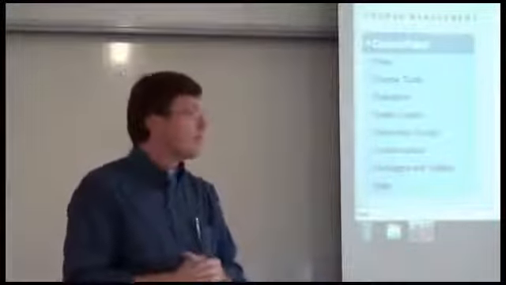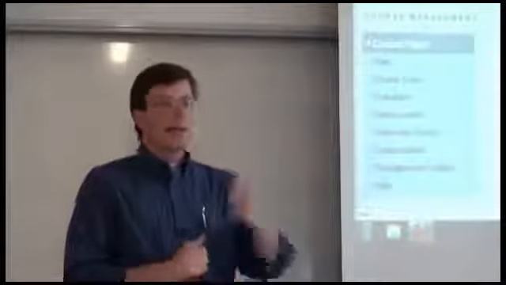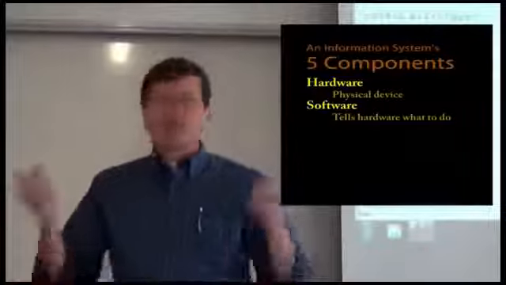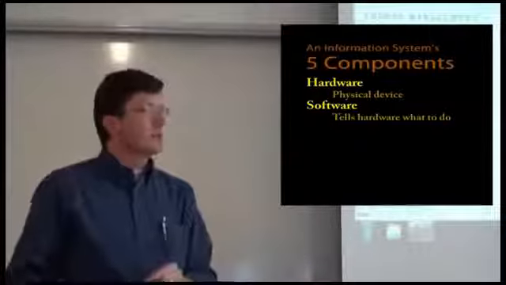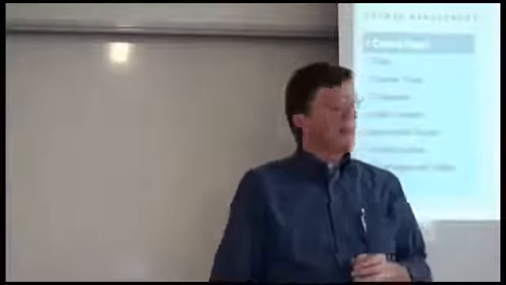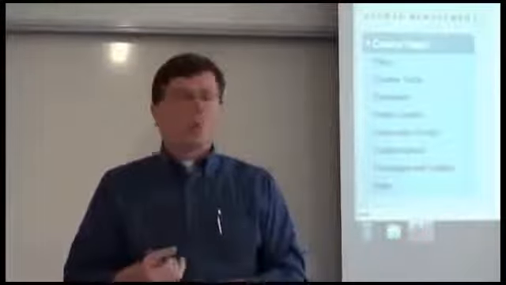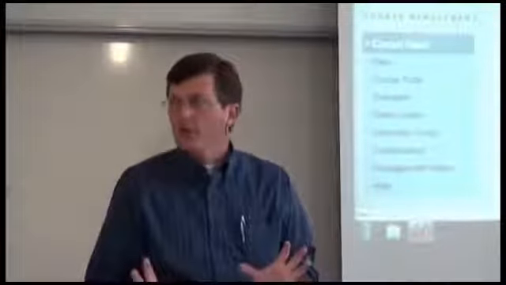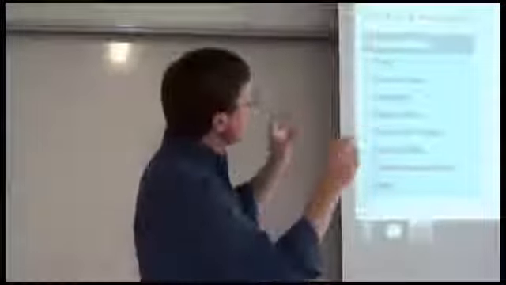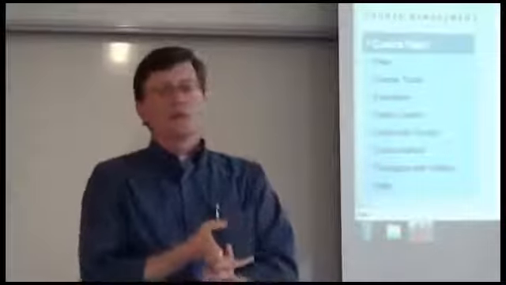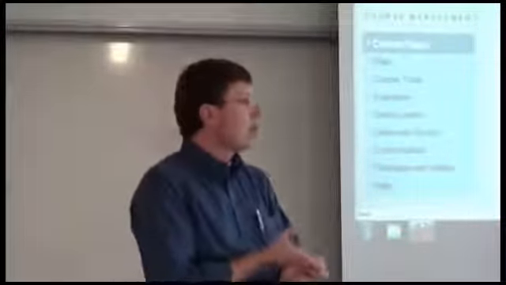A good answer. Manipulates hardware to bring about an end result. My answer in simpler terms is it tells the hardware what to do. Okay? Software tells the hardware what to do. Now we can break down software, and we'll do that later today, into categories like operating systems and applications and utilities. There's different categories of software. But for now, you're looking at these 5 components. So hardware, physical devices, software tells the computer or the hardware what to do.